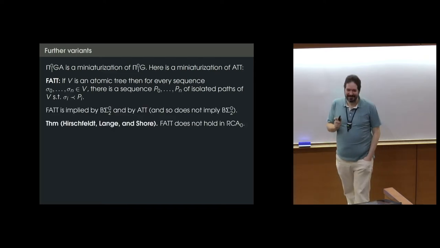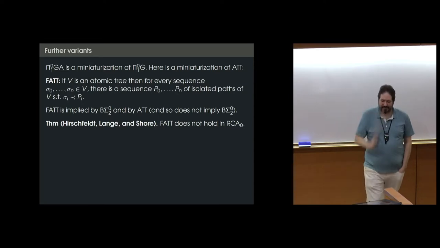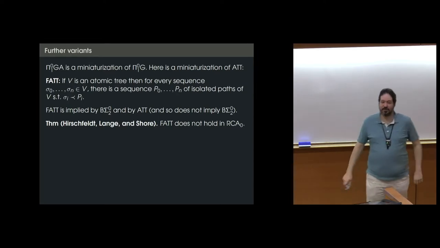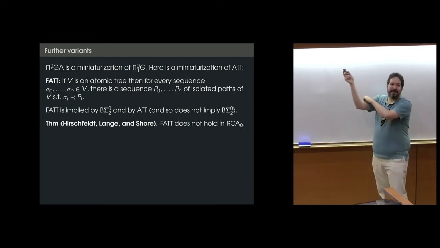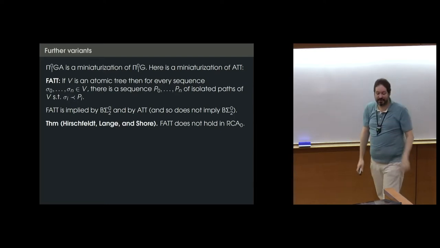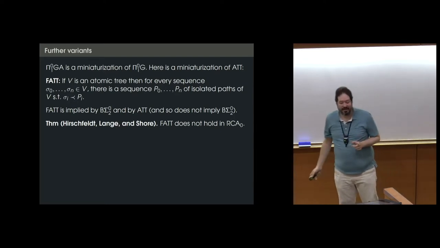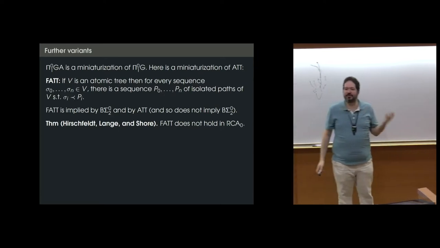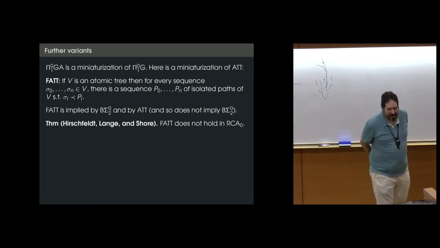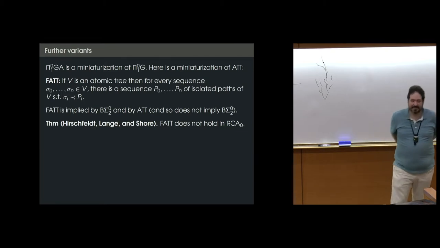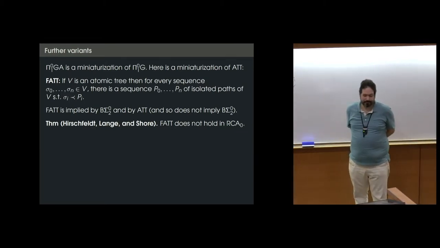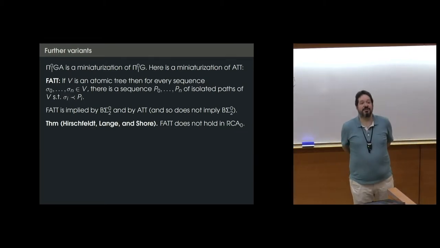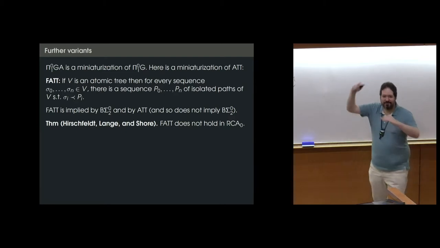That's really weak. And yet, it's implied by B sigma 2. It's obviously implied by ATT. It's the finite version of ATT. Therefore, it can't imply B sigma 2. Because remember, ATT is implied by pi 0 and G, and therefore it's conservative over RCA naught. So it doesn't imply B sigma 2, but it doesn't hold in RCA naught. So it's below B sigma 2.